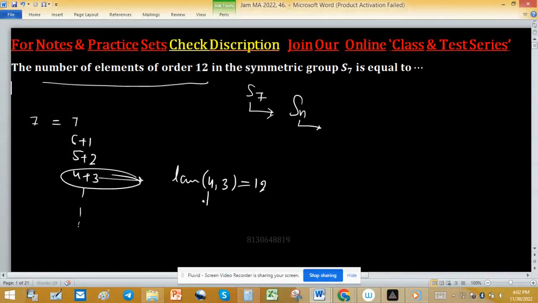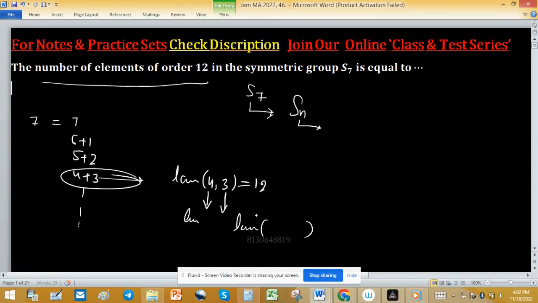It means there will be a permutation of length 4 and a permutation of length 3, and the order of the permutation we can find using LCM.